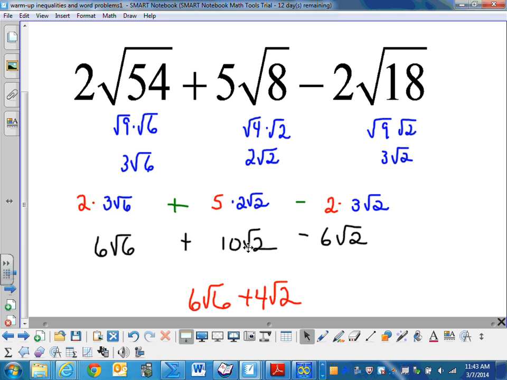But we can combine 10 square roots of 2 minus 6 square roots of 2 and get 4 square roots of 2. So 2 square roots of 54 plus 5 square roots of 8 minus 2 square roots of 18 is equal to 6 square roots of 6 plus 4 square roots of 2.